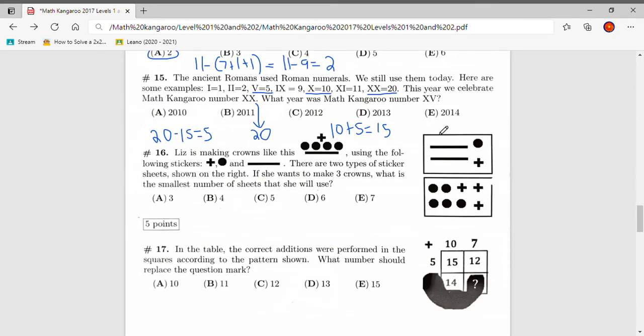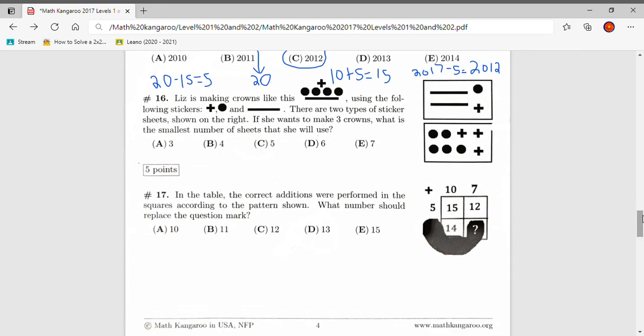So 2017 minus 5 equals 2012. So the answer for number 15 is C. Even if you were to use 2021, you'd eventually find out that 2021 minus 5 is 2016. So 2016 is not an option, ruling out 2021. The only other number that would come to your realization is 2017, which is the test paper year.